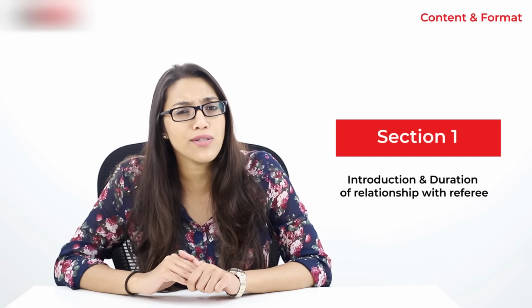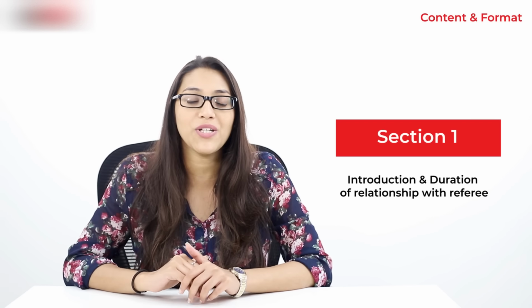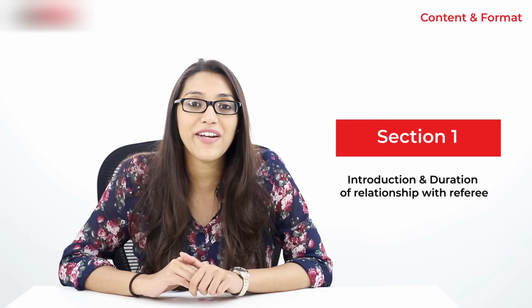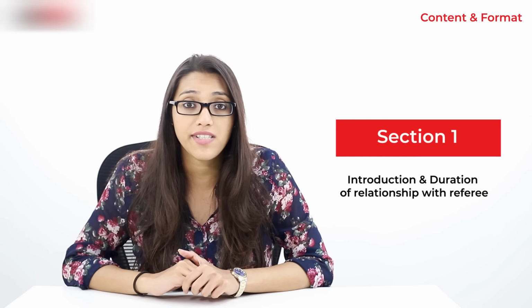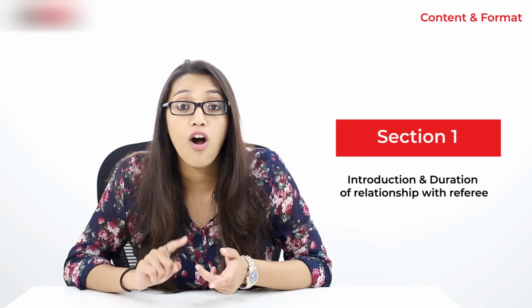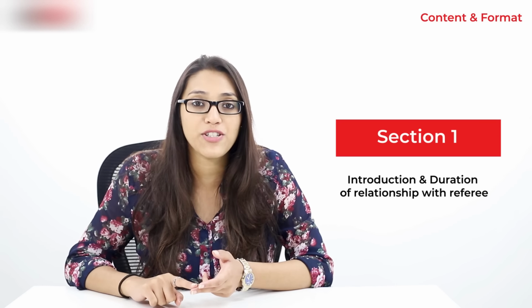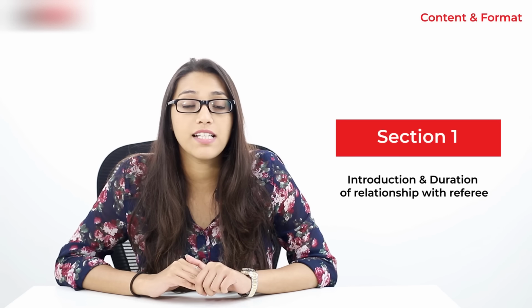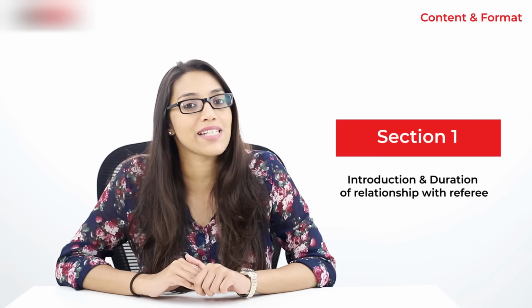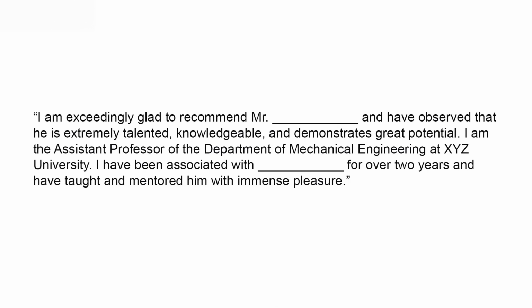This section should also contain the duration for which your referee has known you. While your HOD can mention the entire duration of your course, say 4 years, your professor or employer must mention the specific number of years they have been associated with you. Say for example, it should look something like this. Feel free to pause and read the passage.